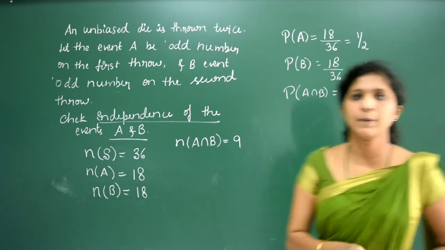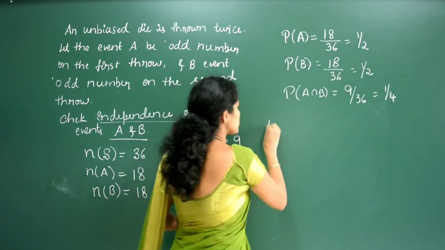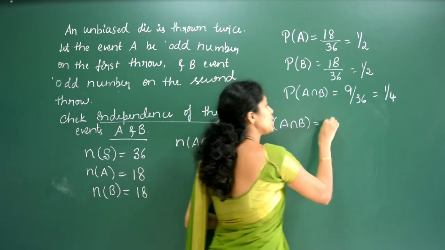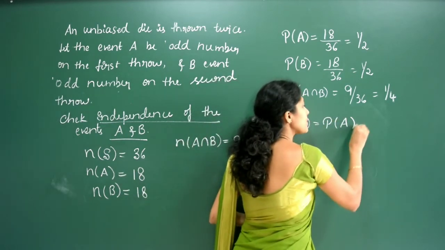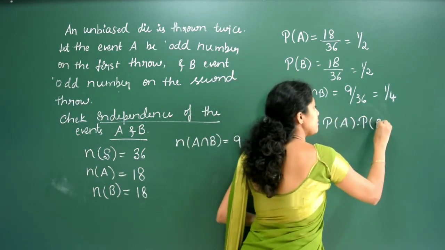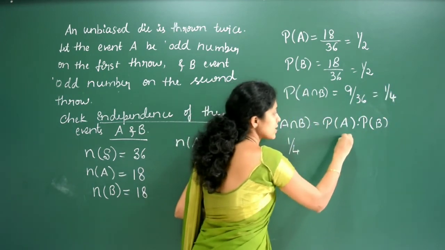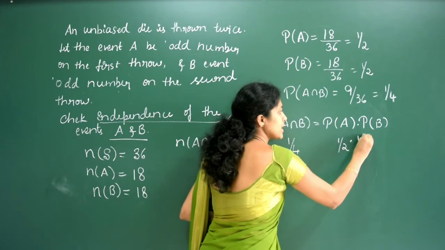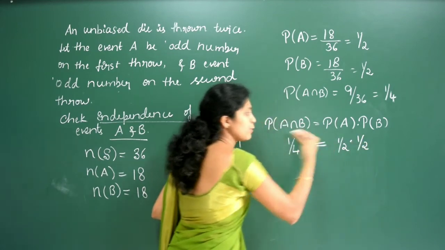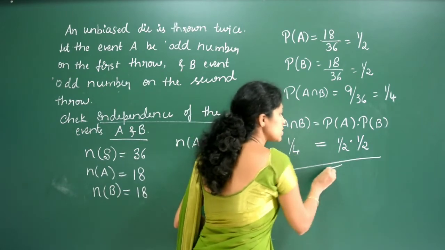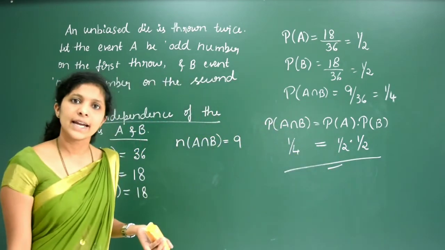Now, whether they are independent, how to check that? To say independent, P of A intersection B should be equal to P of A into P of B. Right? P of A intersection B we got 1 by 4, and P of A is 1 by 2 and P of B is also 1 by 2. So 1 by 4 is equal to 1 by 4. By this we can say that these two events A and B are independent.